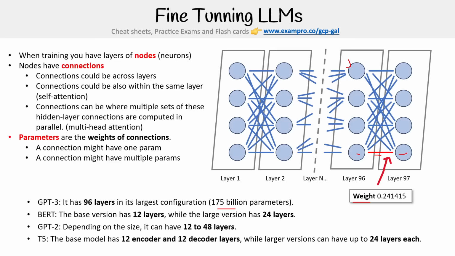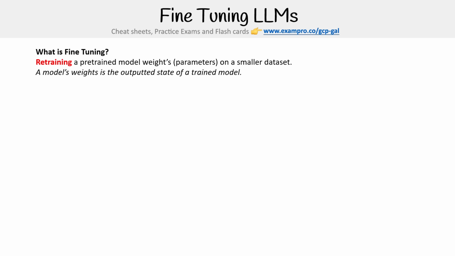If we're talking about fine-tuning, it's going to be tweaking the amount of layers, the amount of connections we're going to train, and things like that. But let's define what fine-tuning is. Fine-tuning is retraining a pre-trained model's weights or its parameters on a smaller data set. A model's weights is the outputted state of a model, but in this case, when we're talking about fine-tuning, we're talking about a trained model's output.